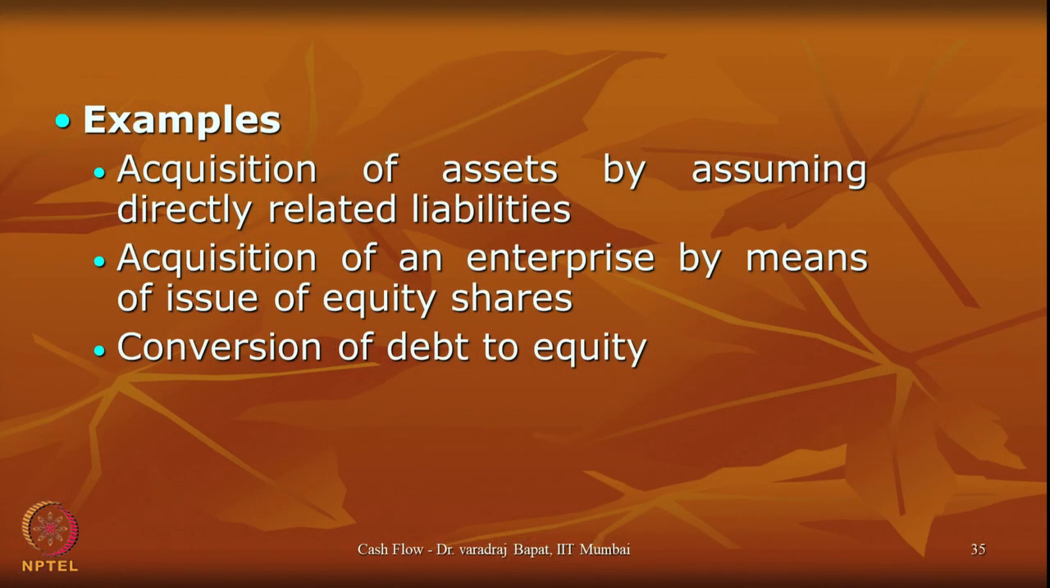Suppose you purchase new assets. Normally we purchase a fixed asset and pay for it, so it will come as an investing outflow. But suppose new assets are purchased, but we don't pay cash. Instead of paying cash, we are assuming a liability against the asset. So we are taking over the asset and also taking over a liability in exchange. So no cash payment or receipt is involved, and it will not be shown in the cash flow.